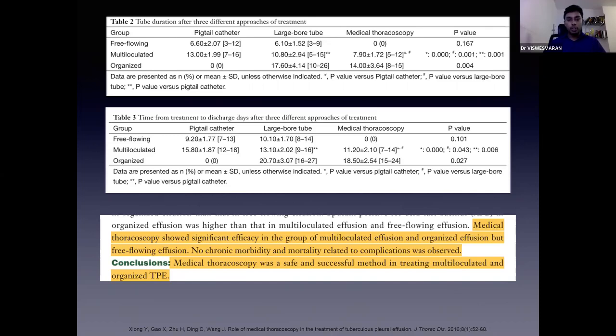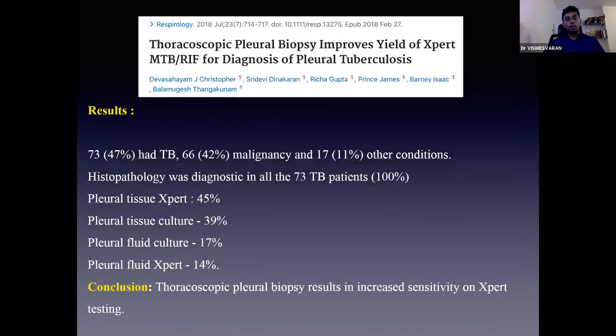So in the end, they found that the medical thoracoscopy showed significant efficacy in the group of multiloculated effusion and organized effusion, but not in a free-flowing effusion. And no chronic morbidity and mortality related to the complication was observed, and the authors concluded that the medical thoracoscopy was a safe and a successful method in treating multiloculated and organized tubercular pleural effusion. So this thoracoscopy will also help to increase the histology, and will increase the microbiological diagnosis of the tuberculosis.